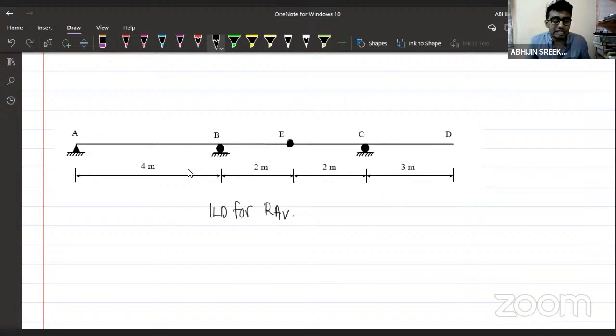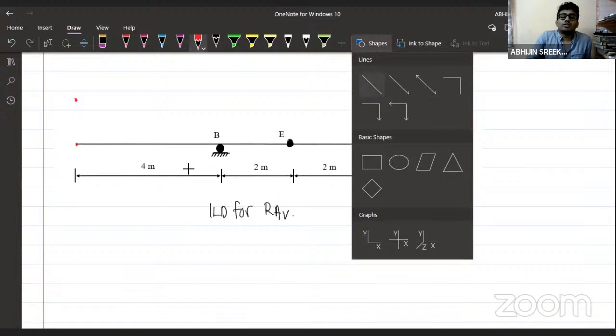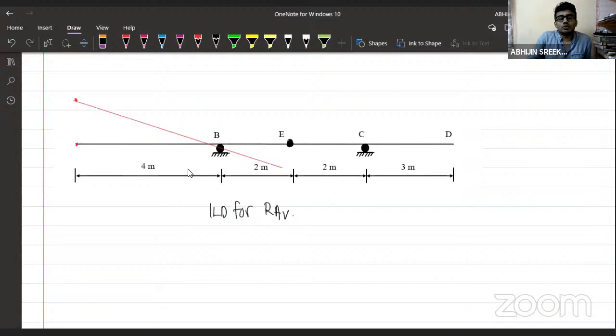Coming to this question, we are interested in drawing the influence line diagram for vertical reaction A. I'm going to release the vertical reaction here. Okay, I have released the vertical reaction. After releasing the vertical reaction, what do I have to do? I have to give one unit displacement. This point came here. After that, what you have to do is draw the deflected profile. The beam is going to deflect somewhat like this.